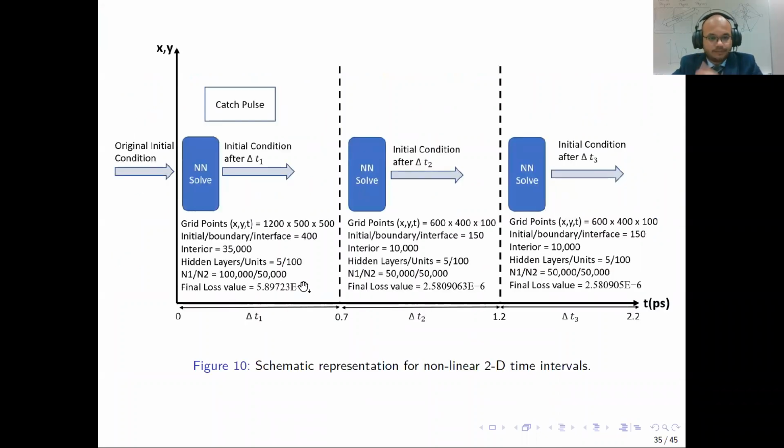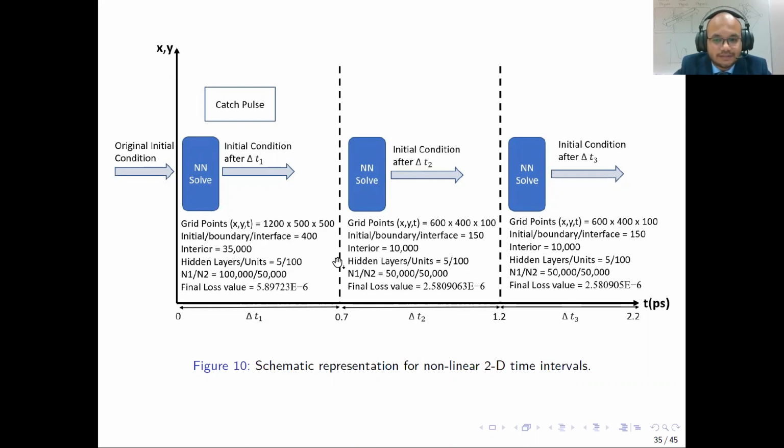So for this one, we divided it into 4 time intervals. For the first time interval, from 0 to 0.7, where we catch the pulse, we had to use a very high resolution grid, where x, y, t we divide into 1200 by 500 by 500. With initial, boundary, and interface, we select 400 random points from this grid, and we select 35,000 interior points. We use 5 hidden layers with 100 units each, and we had to set Adam to 100,000 iterations and LBFGS to 50,000 to get a loss function value of 5.89 times 10 to the power minus 6.